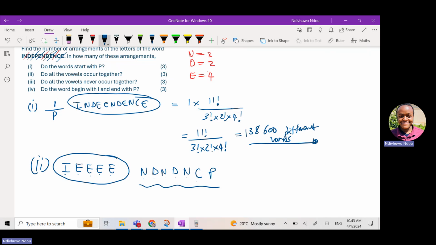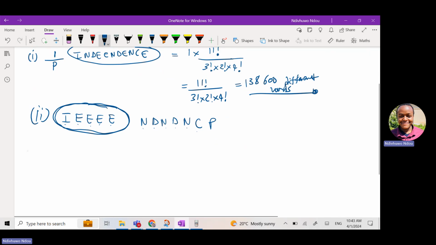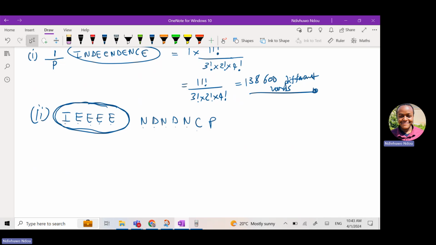Okay, these ones can be arranged any way, but these ones here, I'm just putting them in this box, on this unit, because they must be together. So how many different words can we form? Basically, if they say something must be together, you consider them as one unit, as one thing, because they must always be together.